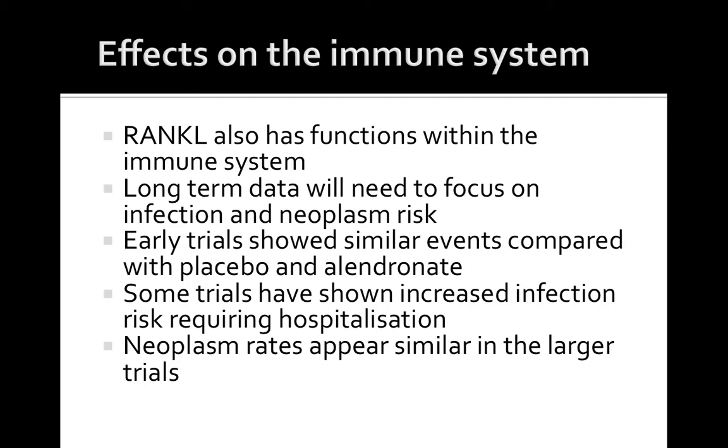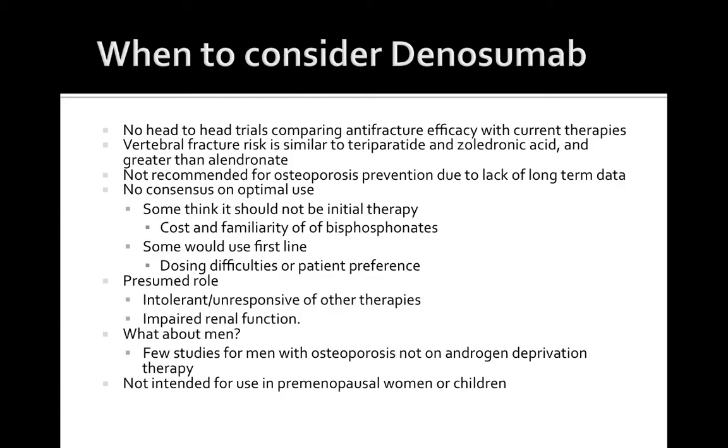The other concern is that RANKL has some roles in the immune system, and the concern people have is that it will mess around with infection and neoplasm risk. The early trials showed similar events compared with placebo and alendronate, so that's reassuring. But there have been some trials, like we showed before, that showed increased risk of infection requiring hospitalization, but the rates of cancer seem to be similar in the larger trials. So it's a sort of watch this space at the moment.